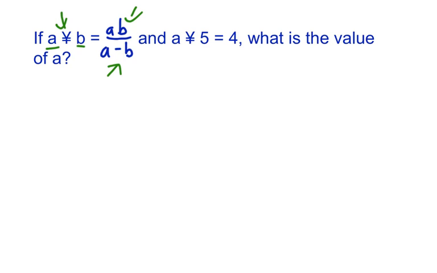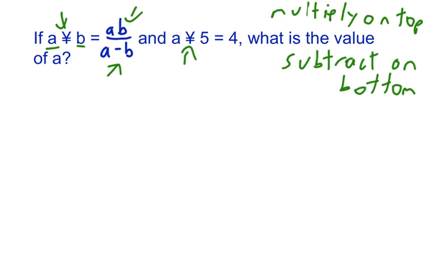So if we were to apply that over here, that symbol tells us that we multiply the two numbers on top, and then subtract them on the denominator on the bottom. And it does matter the order. That could have said B minus A, but it says A minus B. So let's do that here.